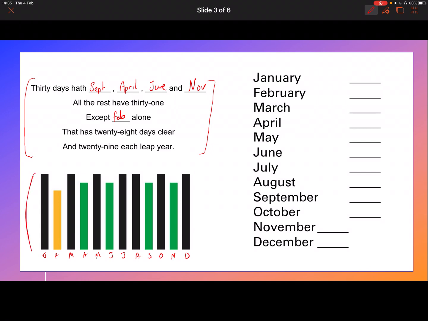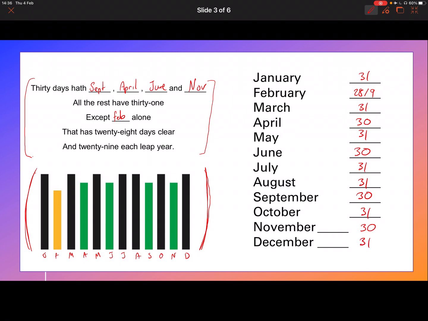This diagram is lovely, but you don't carry it with you. It's a clear way of seeing it, but it's not something you take around with you on a day-to-day basis. So using the diagram, I could go through and fill these in, or I could use the poem. So 30 days has September, so that one's got 30, April, June, and November. All the rest have 31 except February, which is 28 or 29. So that's 31, 31, 31, 31, 31, 31, and 31.